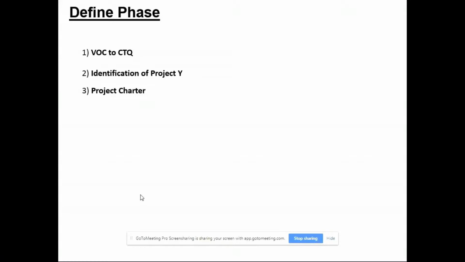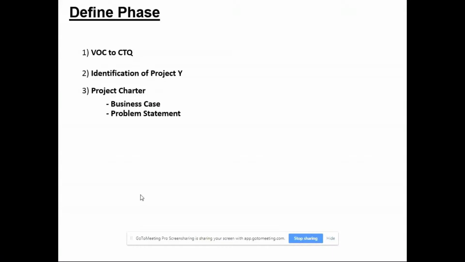The project charter would have what we're going to do, who's going to be the champion, and who's going to be part of the team, and define all that. Absolutely. So the project charter would have 5 key things. One is the business case, the problem statement, the goal statement, the timelines, and the scope of the project.